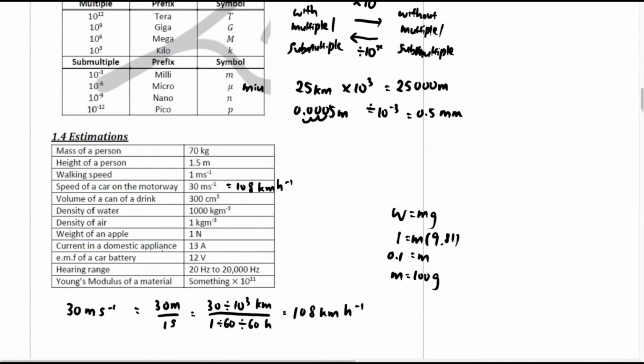Current in a domestic appliance, 13 ampere. EMF of a car battery, 12 volt. Hearing range is 20 hertz to 20,000 hertz.